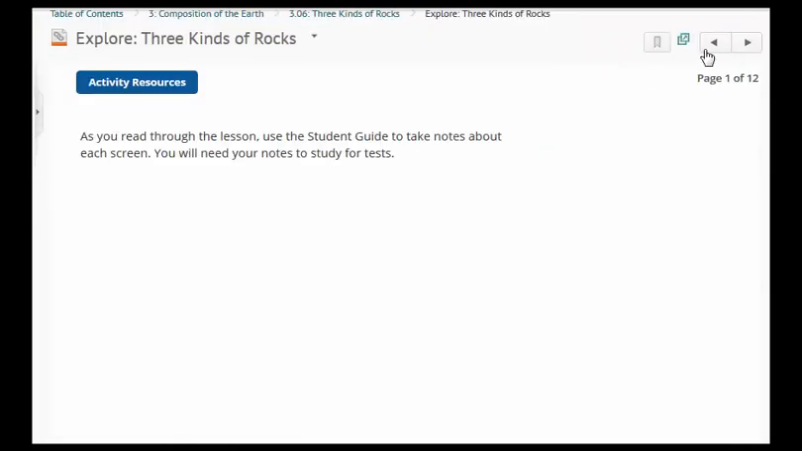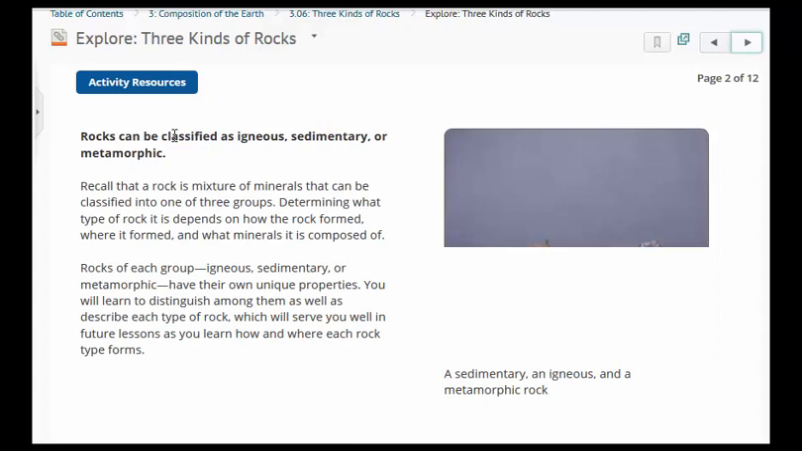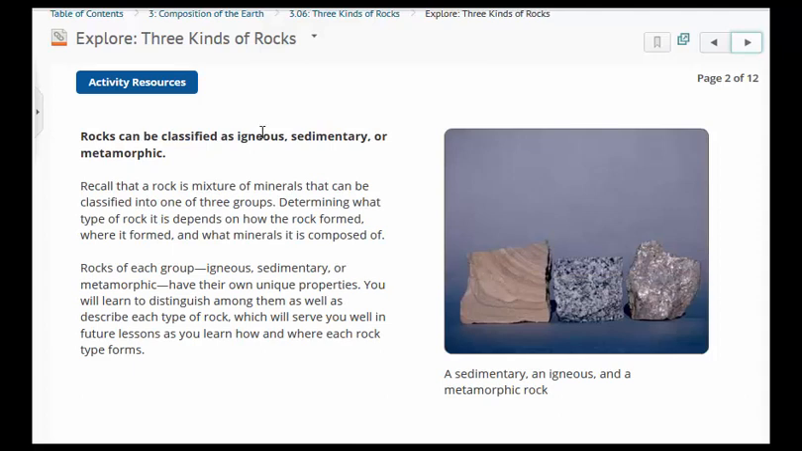3 kinds of rocks. What are they and how do they form? First of all, let's get familiar with their names. Sedimentary, igneous, and metamorphic rocks. You can see each one pictured here. Remember that rocks are a mixture of minerals. It's not just copper. It's not just sulfur. It's a mixture of different minerals, and we can classify them into 3 groups depending on how it was formed.